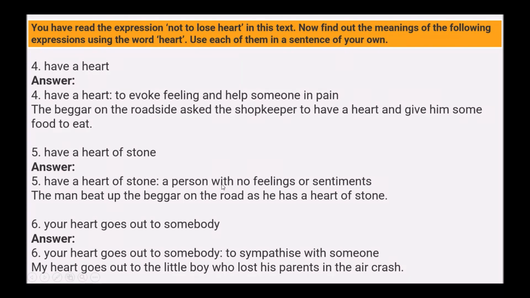Have a heart of stone, a person with no feelings or sentiments. The man beat up the beggar on the road as he has a heart of stone. Your heart goes out to somebody, to sympathize with somebody. The heart goes out to the little boy who lost his parents in the air crash.